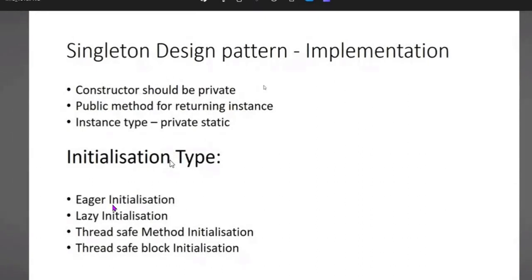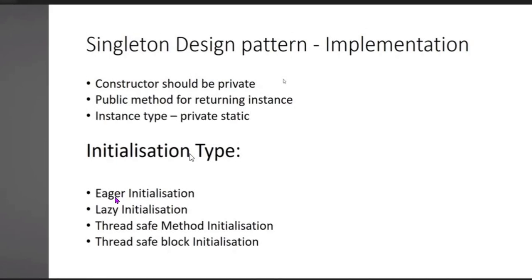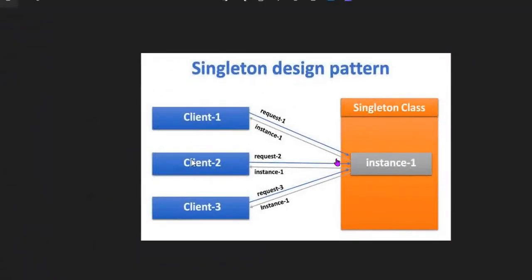The constructor should be private, with a public method for returning the instance. The instance type should be private as well as static. Then there are four divisions: eager initialization, lazy initialization, then thread safe method initialization, then thread safe block initialization. Thread safe block initialization is also called double check, and in the thread safe method we use synchronization. So this is the basic example.